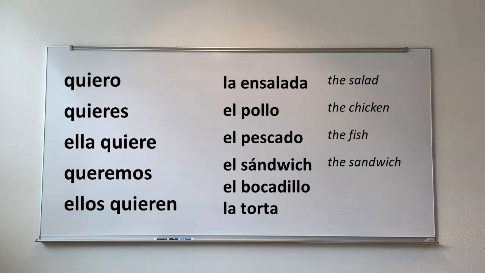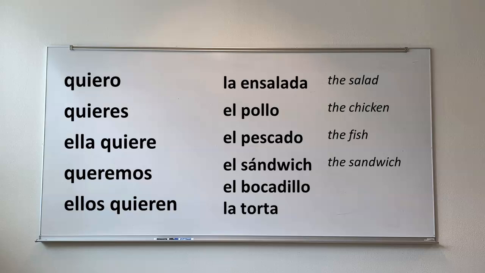Or I could say she wants the salad. Ella quiere la ensalada. She wants the chicken. Ella quiere el pollo. She wants the fish. Ella quiere el pescado. Ella quiere el sándwich. We want, queremos. We want the salad. Queremos la ensalada. Queremos el pollo. Queremos el pescado. Queremos el sándwich. They want, ellos quieren. Ellos quieren la ensalada. Ellos quieren el pollo. Ellos quieren el pescado. Ellos quieren el sándwich. And there you have it. There you have a lot of possibilities, lots of things that you can say by using the verb querer.